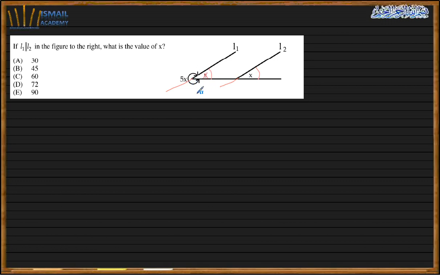So the total here is 5x plus x, which is equal to what? It is 360 because it makes a circle. So now I have 6x equal 360. If I divide by 6, I get x equal 60. So C is my answer.